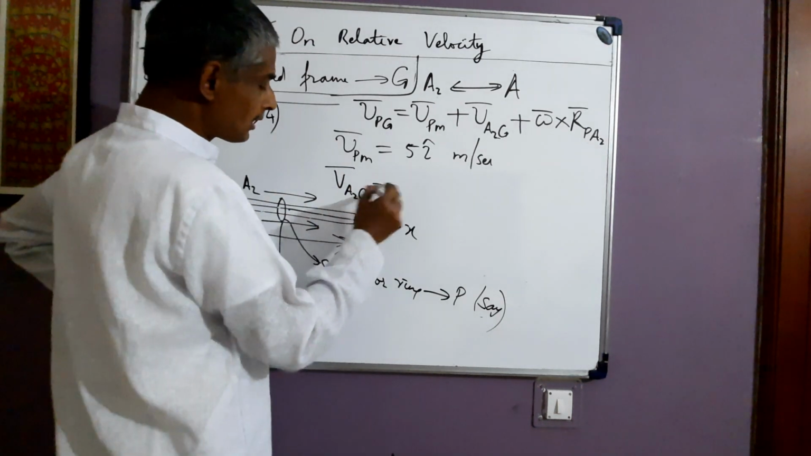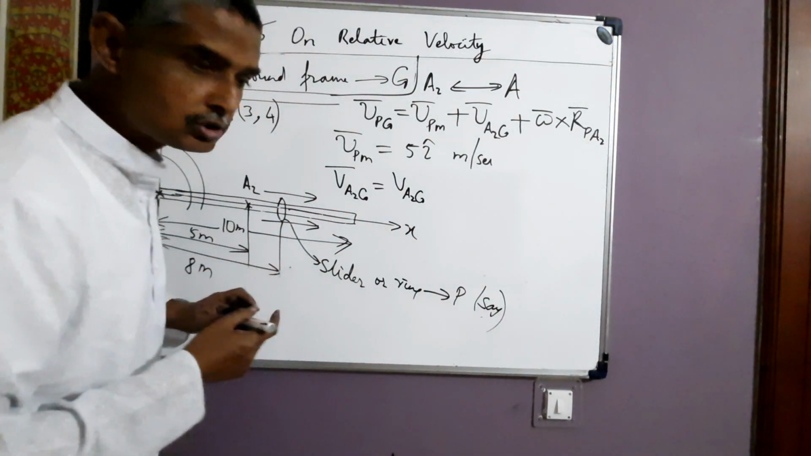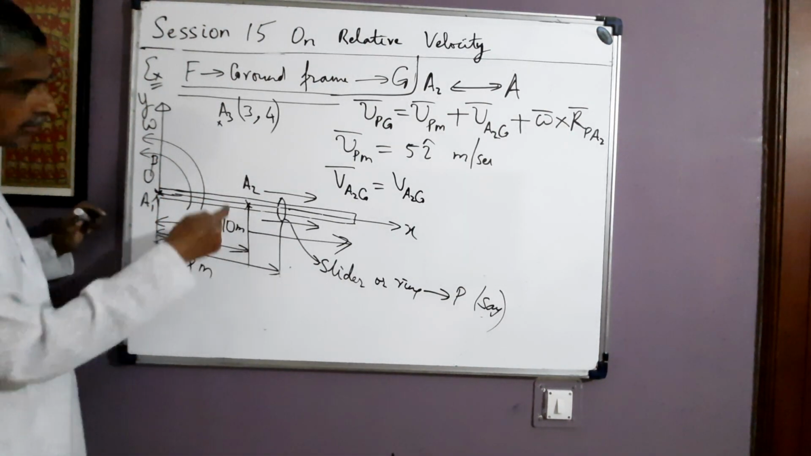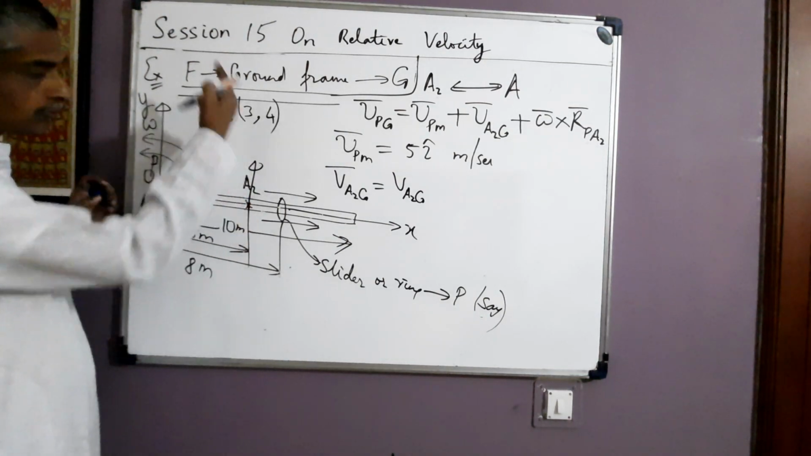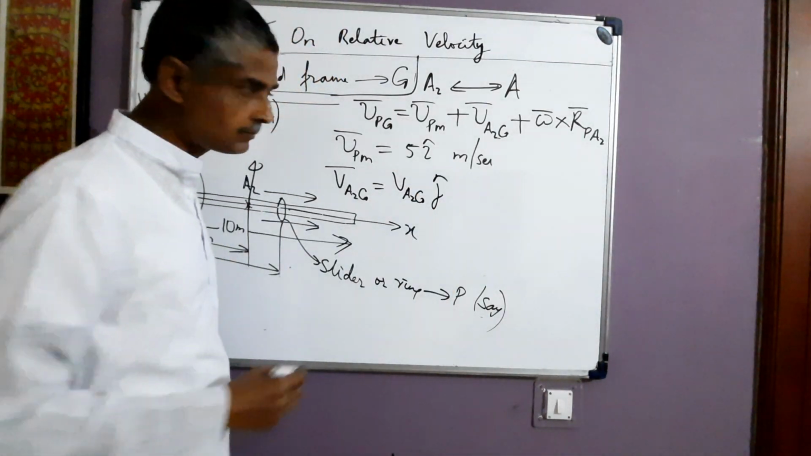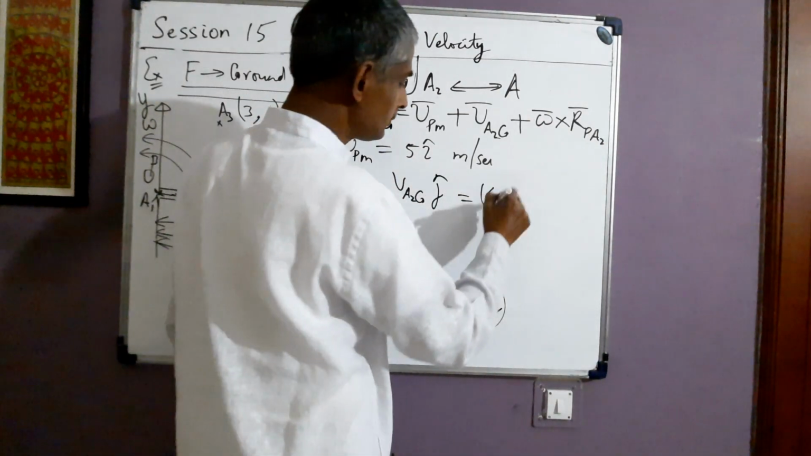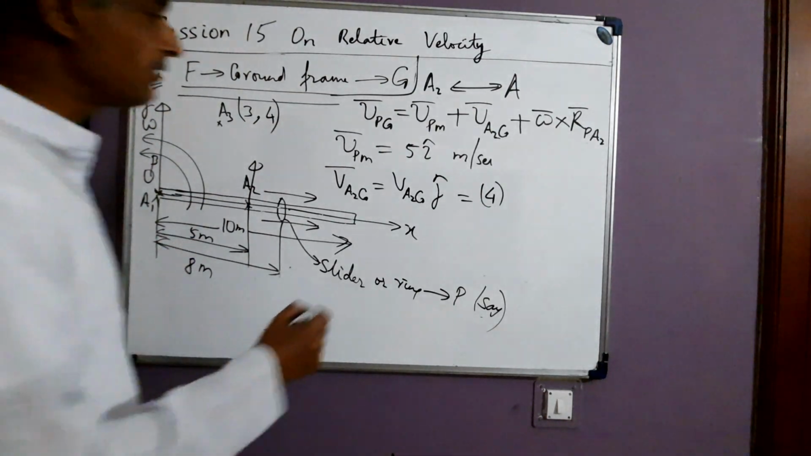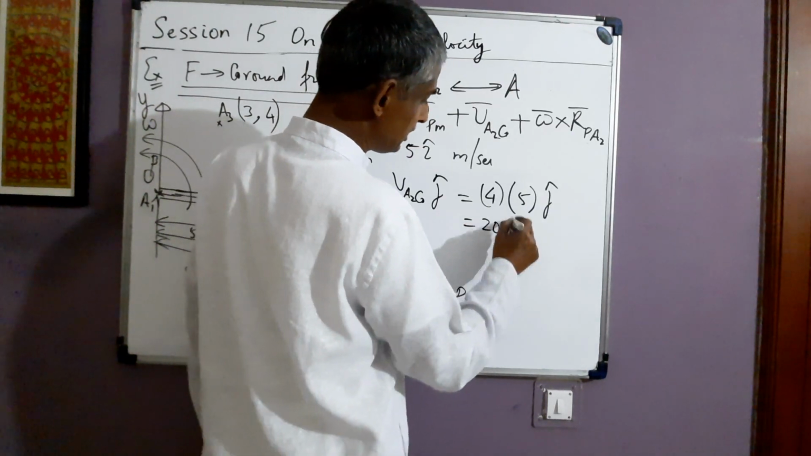So VA2G will be equal to the magnitude of VA2G times the unit vector along the direction of VA2G. A2 moves in a circle whose center is at A1 and radius is 5 meter. Since omega is anti-clockwise, A2 will move upward along the positive y-axis, so the unit vector along its direction of motion is j hat. VA2G is omega times radius, 4 into 5 into j hat, which is equal to 20 j hat.